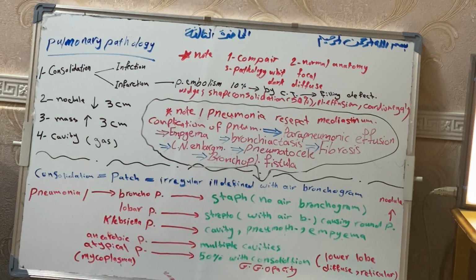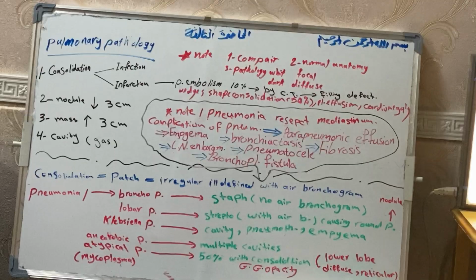Consolidation means a patch, which is irregular and ill-defined most of the time, with air bronchogram. Air bronchogram means it is an intrapulmonary lesion and is associated most of the time with consolidation. So, the causes of consolidation, as we said, are infection and infarction. We spoke about infarction. What about infection? The most common infection is pneumonia.